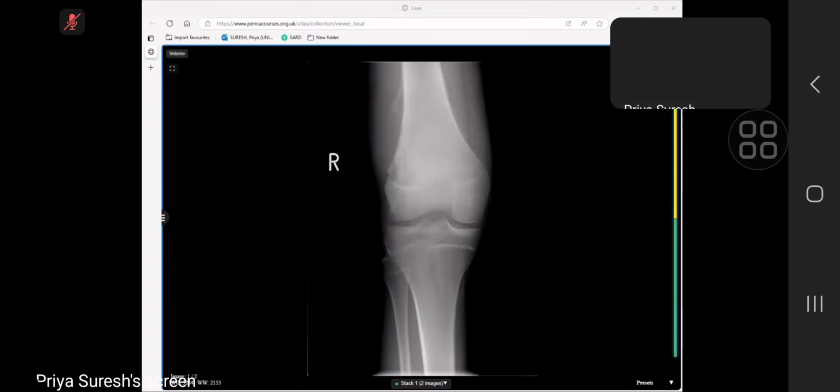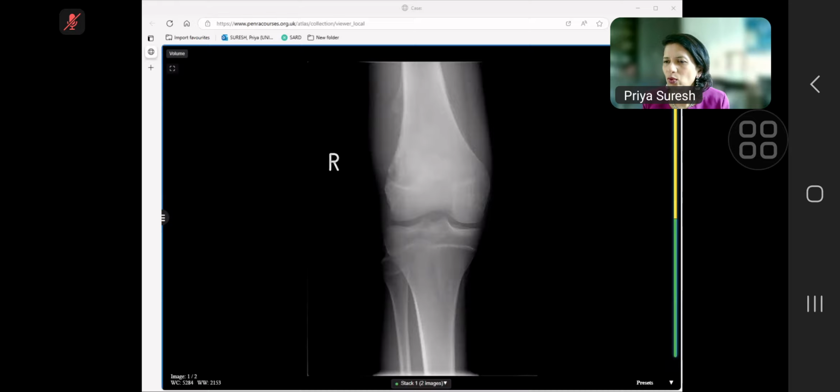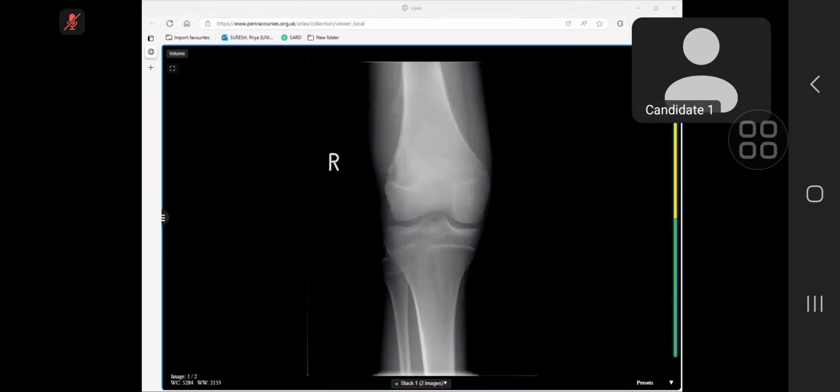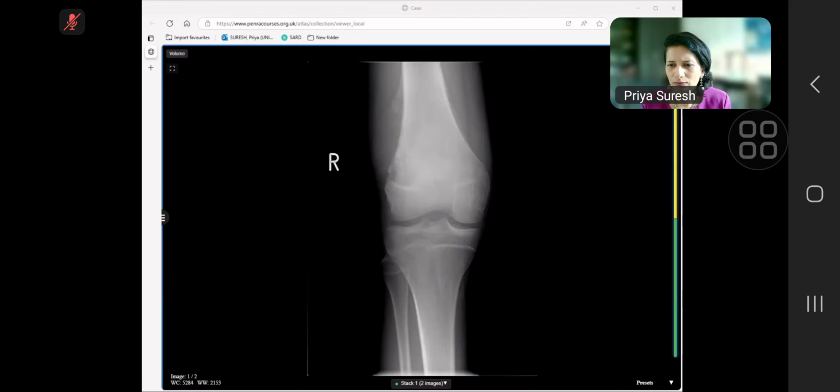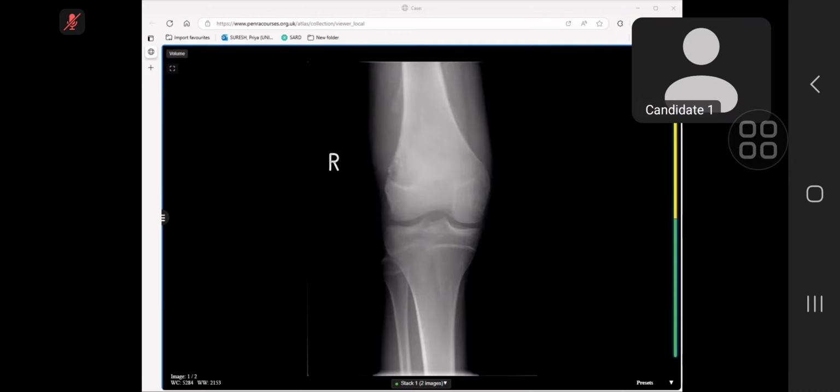Okay, so this is a young patient who's presenting with severe knee pain. This is the X-ray knee frontal projection of a young patient in which I can appreciate increased sclerosis and destruction in the lateral femoral condyle. The lesion has a wide zone of transition.